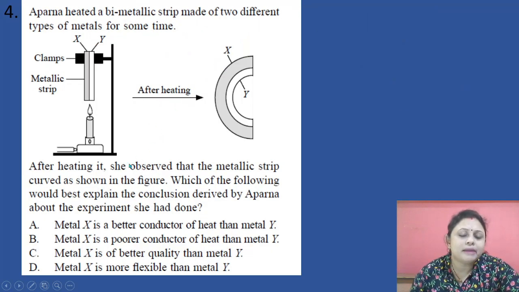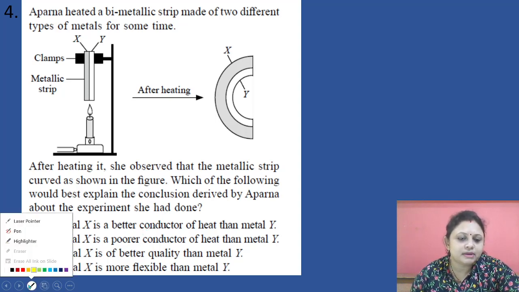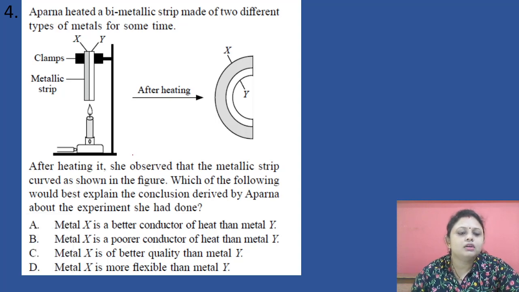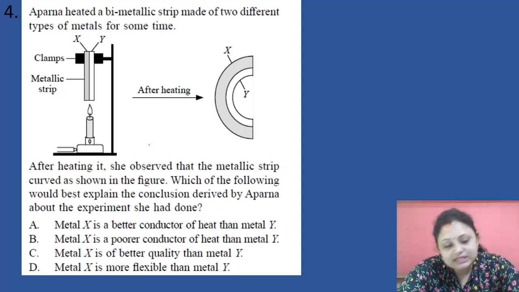Aparna heated a bimetallic strip made of two different types of metals for some time. After heating it, she observed that the metallic strip curved as shown in the given figure. Which of the following would best explain the conclusion derived by Aparna about the experiment she had done?